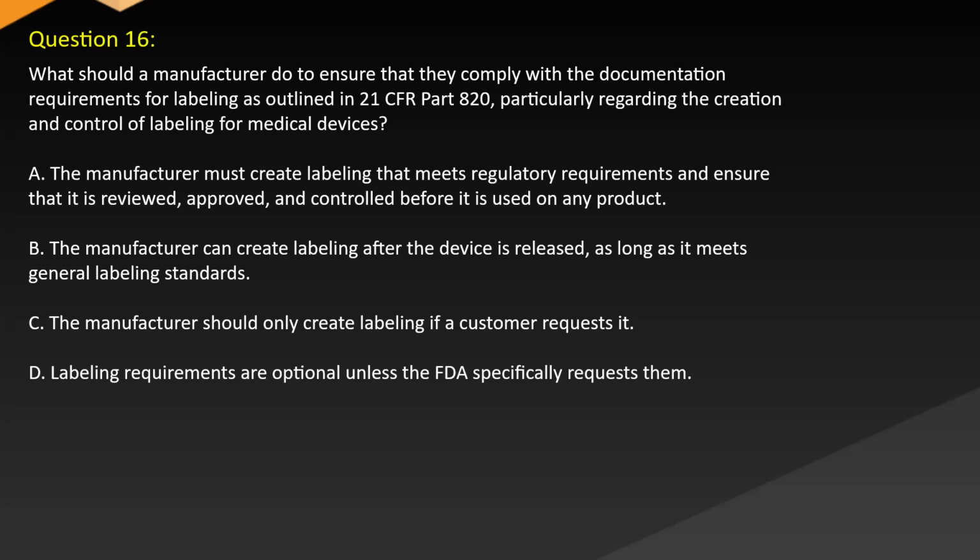What should a manufacturer do to ensure that they comply with the documentation requirements for labeling as outlined in 21 CFR Part 820, particularly regarding the creation and control of labeling for medical devices? A. The manufacturer must create labeling that meets regulatory requirements and ensure that it is reviewed, approved, and controlled before it is used on any product.